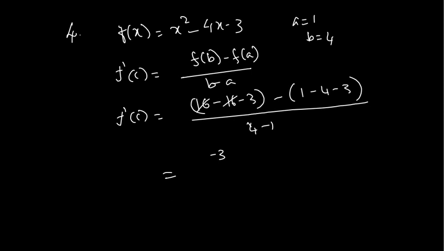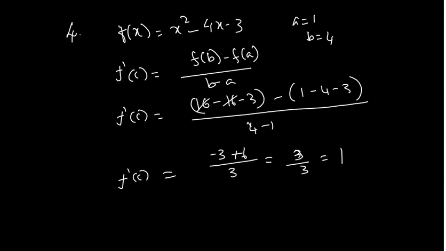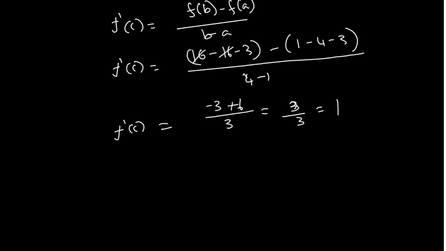X is nothing but f dash c, right? So this is equal to 5 by 2. Is 5 by 2 in the interval 1 and 4? Yes, because 2.5 lies between 1 and 4. Therefore, mean value theorem is verified. Got it?